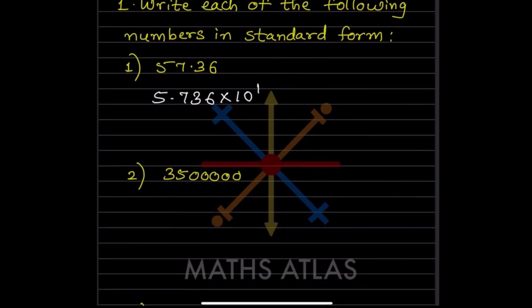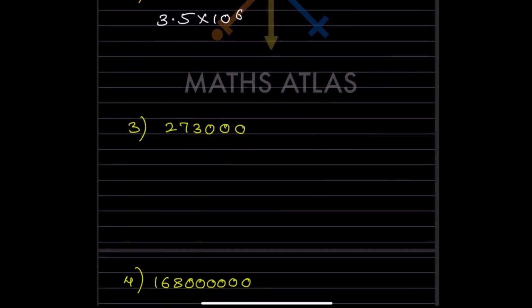Now here again, we are going to put a decimal, because we cannot take 35 as it will be more than 10, so that will be 3.5. And after that, how many digits do we have? 1 2 3 4 5 6. So we can write 3.5 into 10 raised to 6. Now here, if you put a point over here, 1 2 3 4 5, so we are going to write 2.73 into 10 raised to 5.